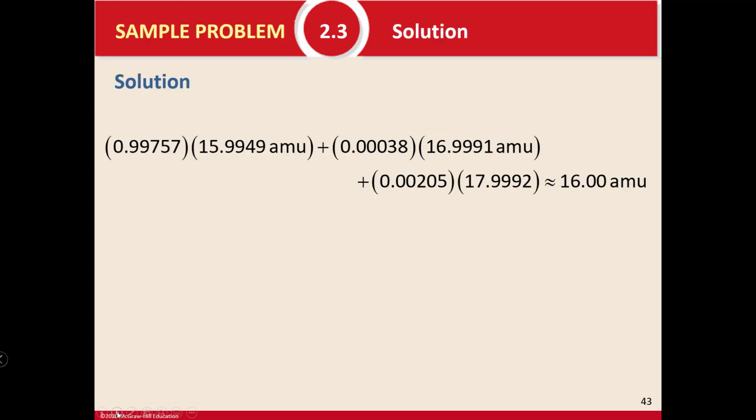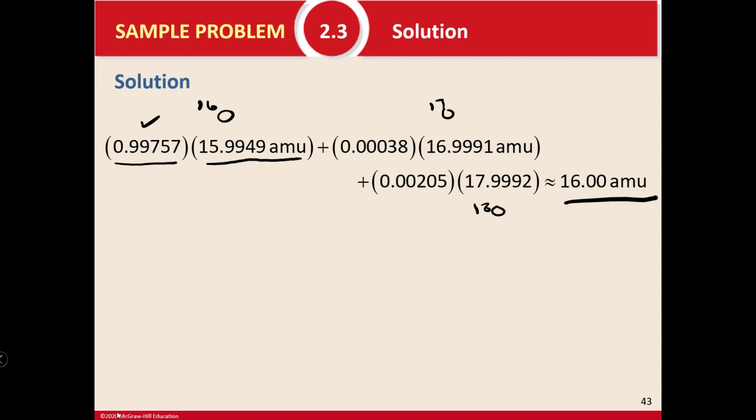That's what we have here. We've taken the percentage, divided by 100, gotten the decimal form, and multiplied by the mass of that particular isotope. Do that for each one. This is oxygen-16, oxygen-17, oxygen-18. And when we add those all together, we get an average of 16.00. And if you look on the periodic table, 15.999 would round up to 16.00.